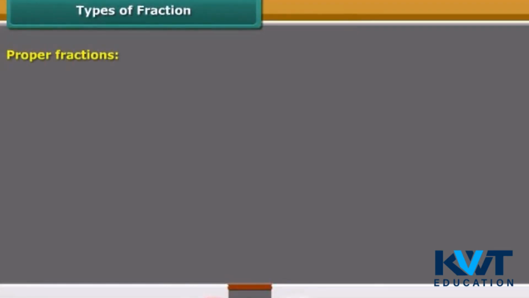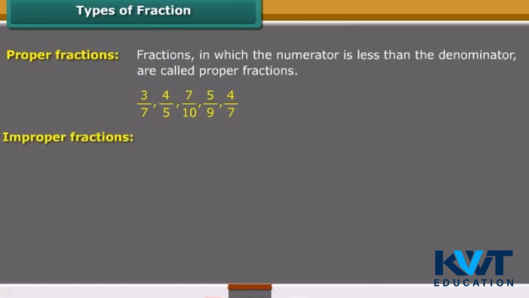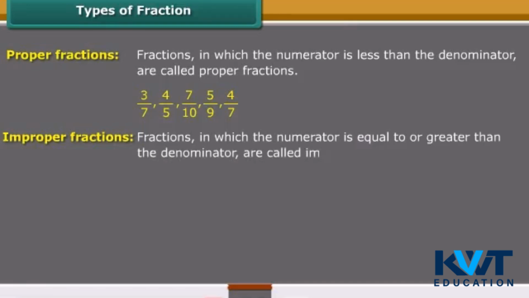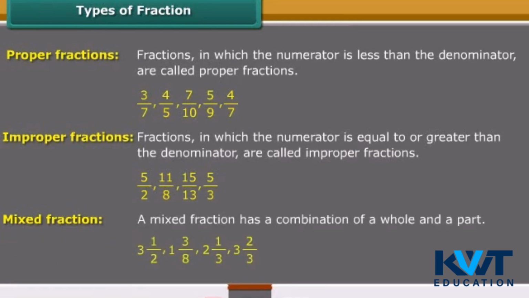Proper fractions. Fractions in which the numerator is less than the denominator are called proper fractions. Improper fraction. Fractions in which the numerator is equal to or greater than the denominator are called improper fractions. Mixed fraction. A mixed fraction has a combination of a whole and a part.